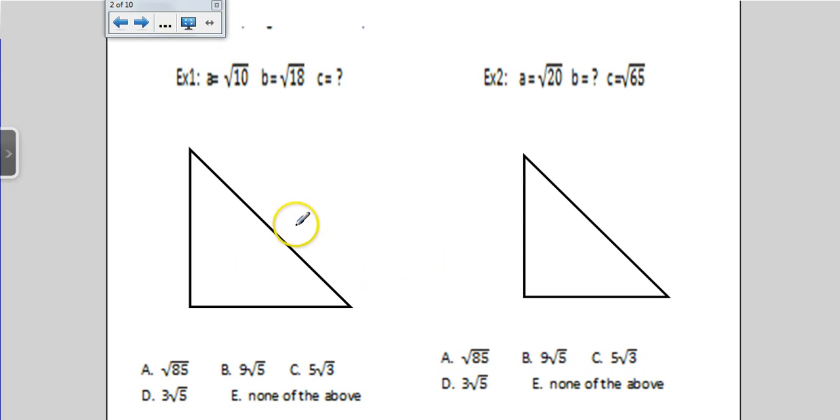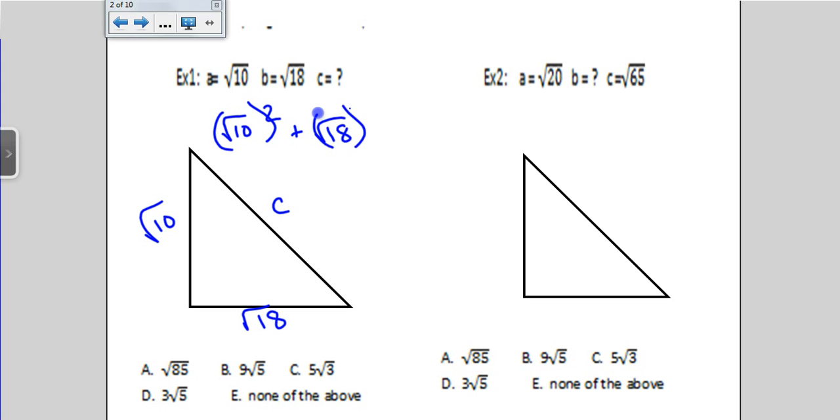Now when we look at example 1, we're going to label the legs of the triangle as the square root of 10 and the square root of 18. And the question is, how big is the hypotenuse? Well, when we set up Pythagorean theorem, we take the leg and we're going to square it, plus the other leg squared equals hypotenuse squared. Now when you square a square root, this is atypical of a Pythagorean theorem problem, they just end up canceling each other out. So you get a 10, and then same thing happens here, plus an 18 equals c squared.